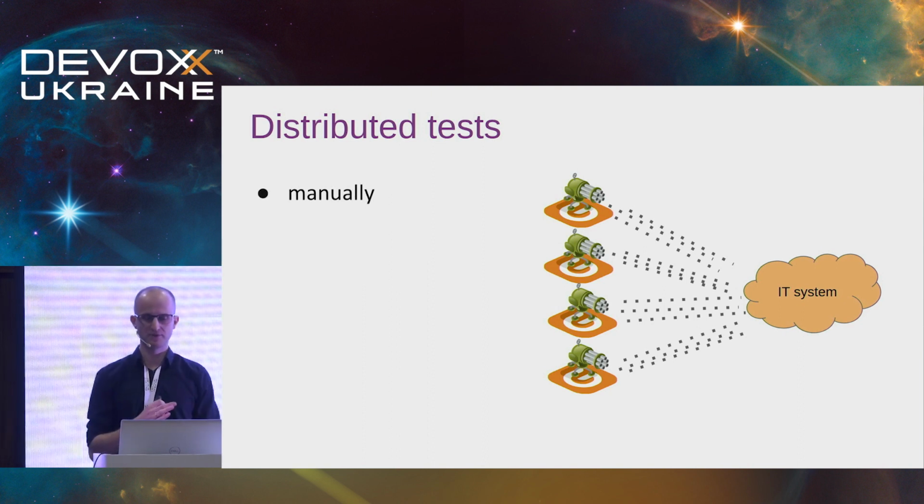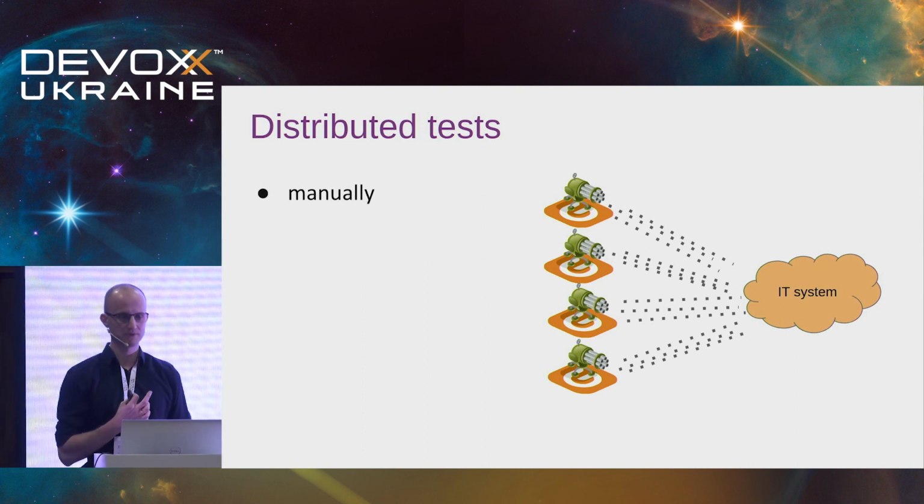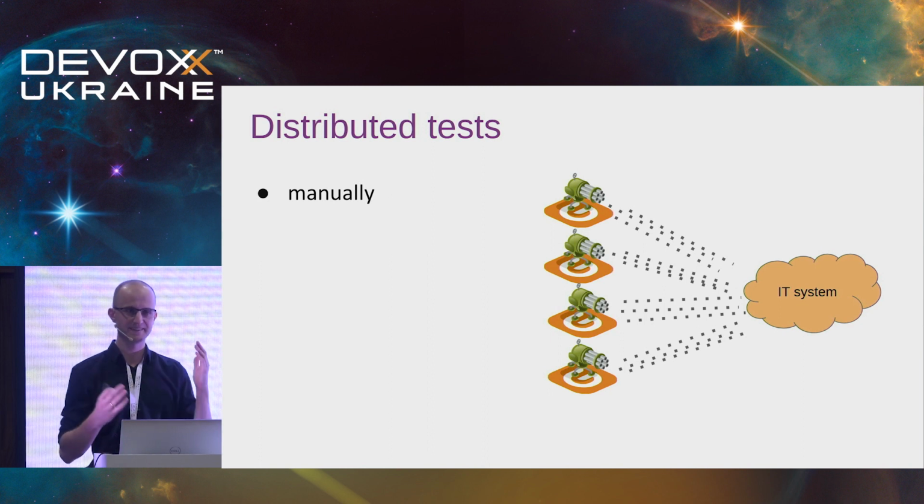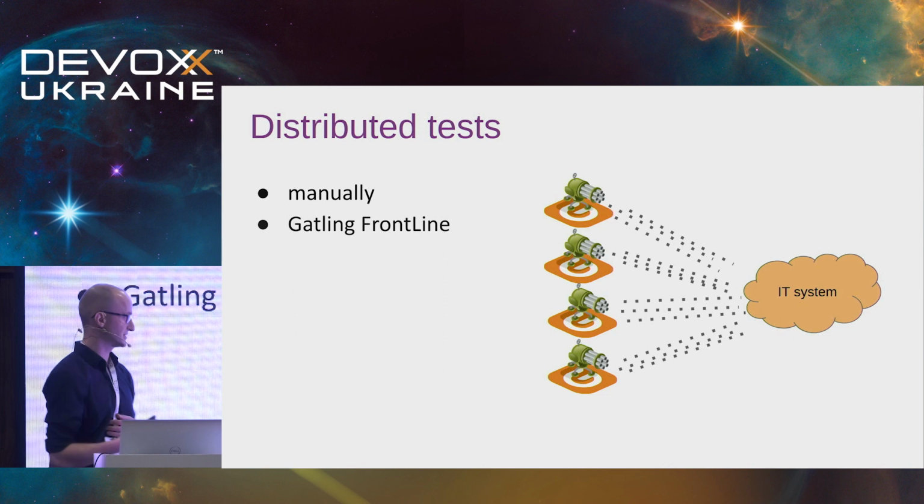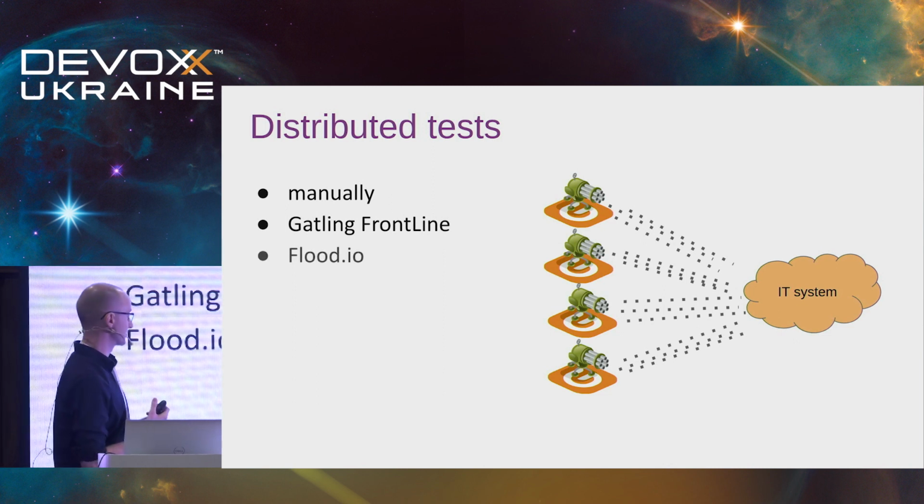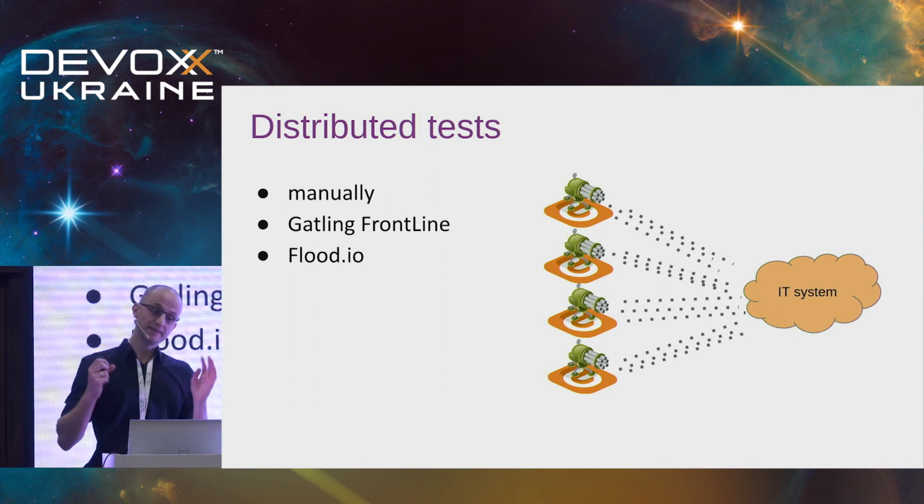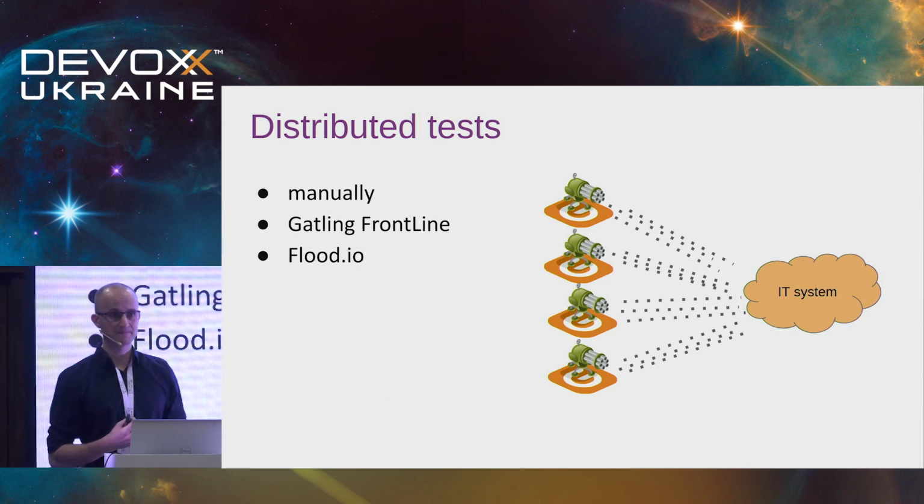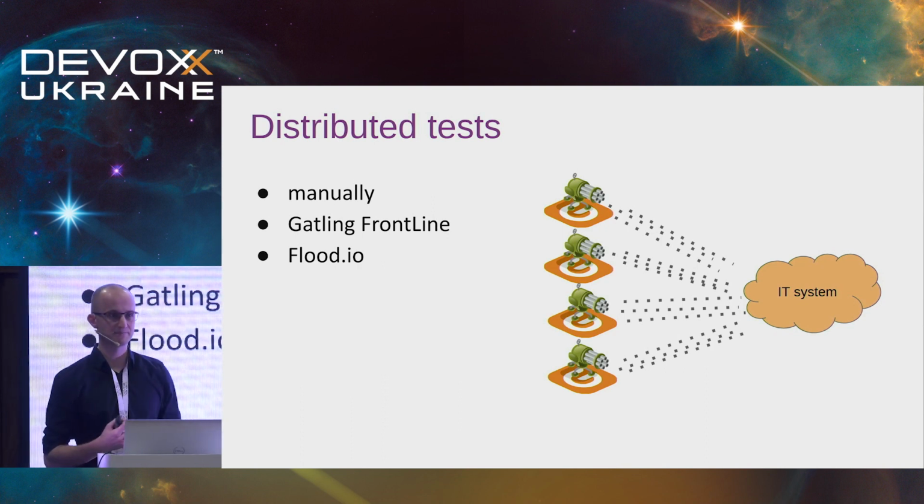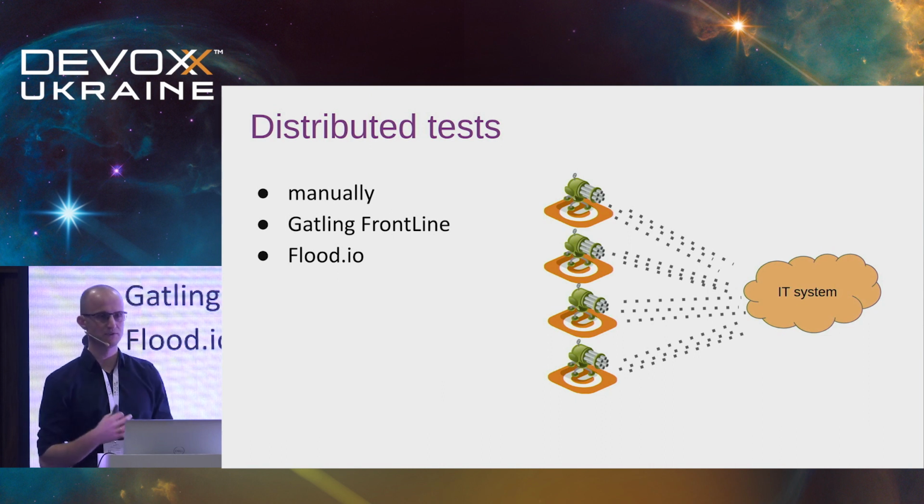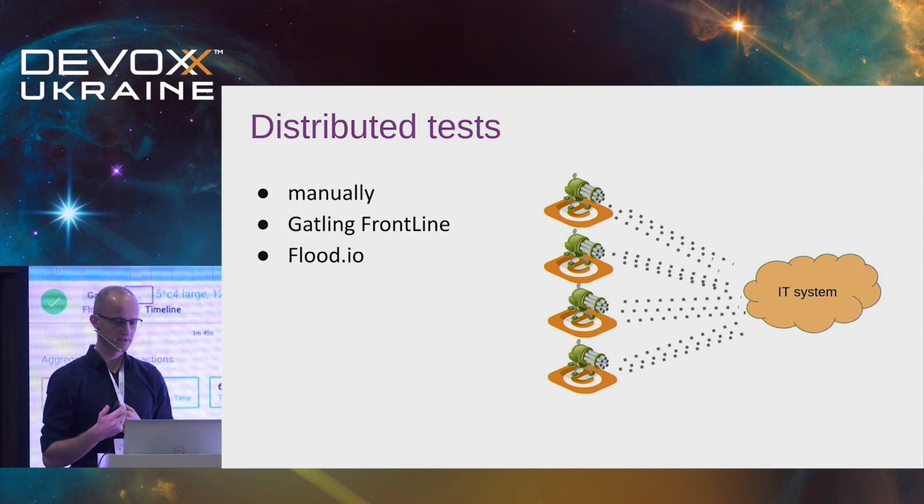You just need to start a few nodes, then upload the test code to these nodes, then start the test, then gather the results, and then generate reports based on those results. And it sounds like a waste of time, because it is. You can use existing services for that, like Gatling FrontLine or Flood.io. And yes, those services are not free, but I suppose your time is pretty expensive as well. So I recommend putting more focus on the tests themselves, not on how to launch them.